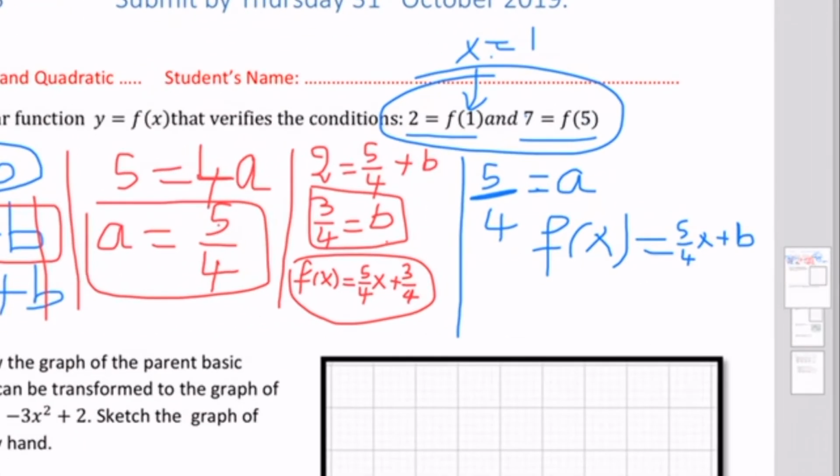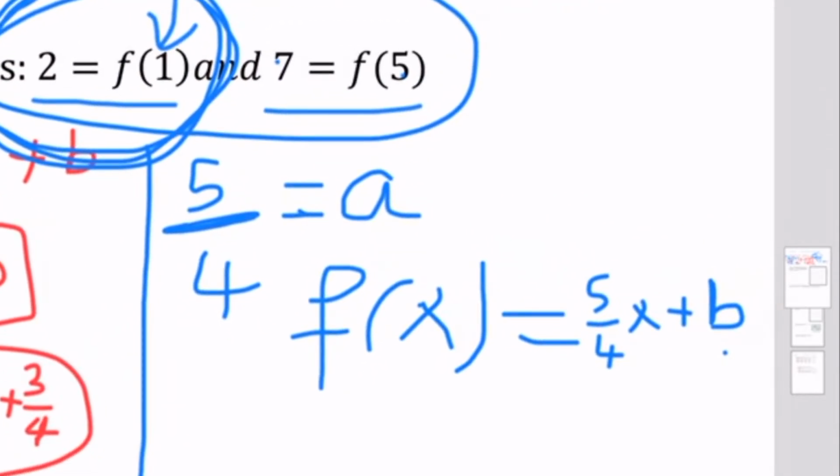We are left with b. We need to find b using one of the 2 points. I'm going to choose 2 equals f of 1. So I substitute f of 1 by 2 and x by 1, and I solve.